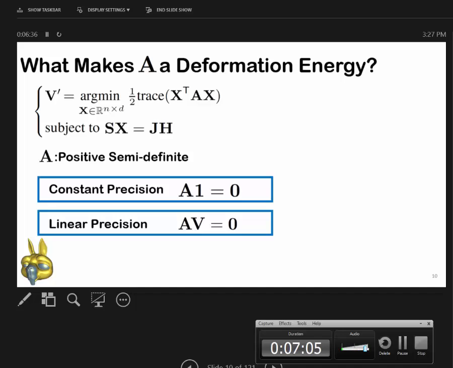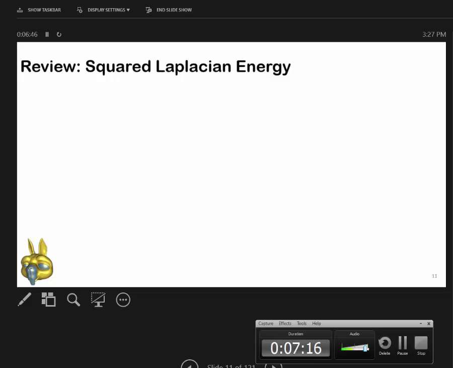Surprisingly, there is no previous method that achieves all of them, and we would like to modify an existing energy to have these two conditions. The one that we are going to modify is the squared Laplacian energy, which should be a natural choice because it has a quadratic form and it gives the smooth displacement field shown by previous work.